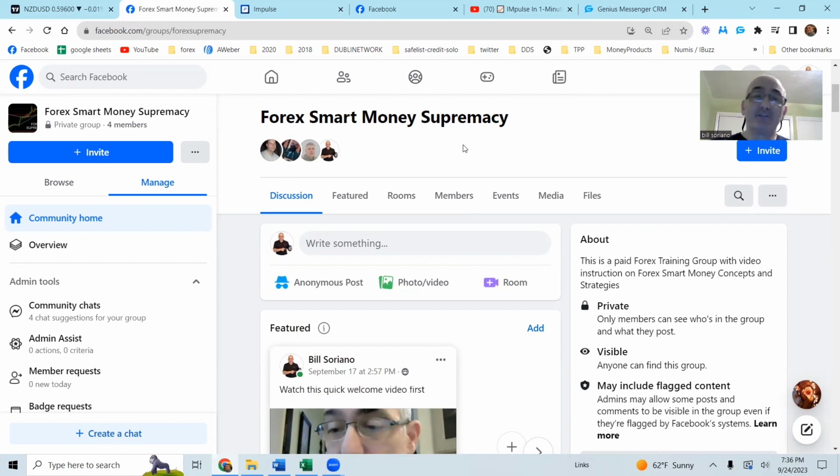Now, just to give you some background on this impulse scanner and why we decided to start using it: as you know, what our community likes to do is, instead of handing you a fish, we like to teach you how to fish. So we like to show you how to trade on your own using smart money concepts. We do have a couple of different strategies that we teach in our community, but the main one is smart money concepts. And that's what I teach in my groups, the Forex Smart Money Trading Academy, as well as the Forex Smart Money Supremacy group here on Facebook. And so that's what we like to do.